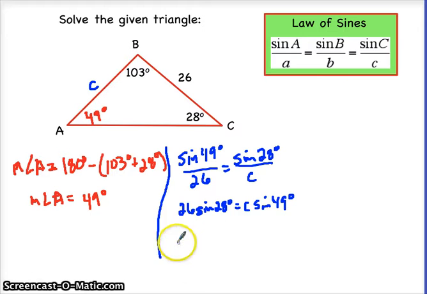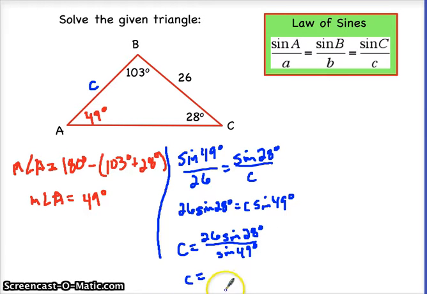And if we divide by our sine 49, C will be equal to 26 the sine of 28 over the sine of 49 degrees. And if you make sure you're in degree mode or you're using your degree symbols, and you type that in very carefully, you'll end up with 16.173 for a side length on there.